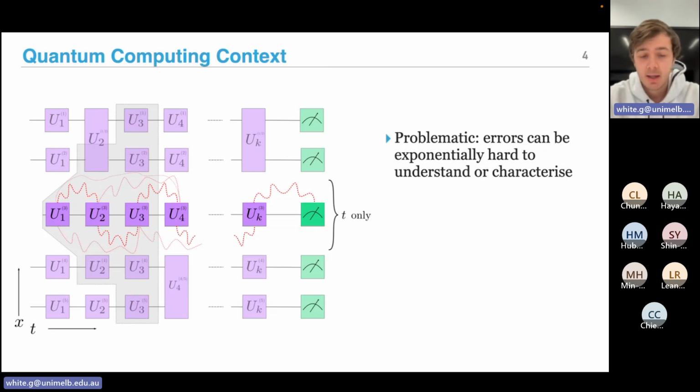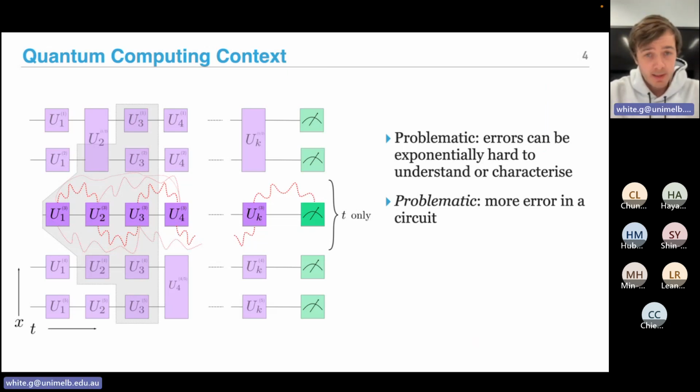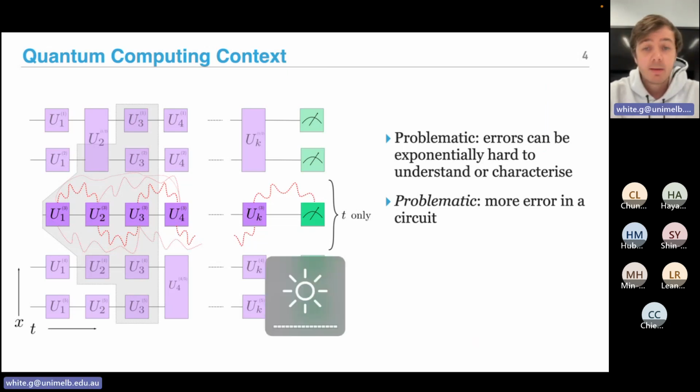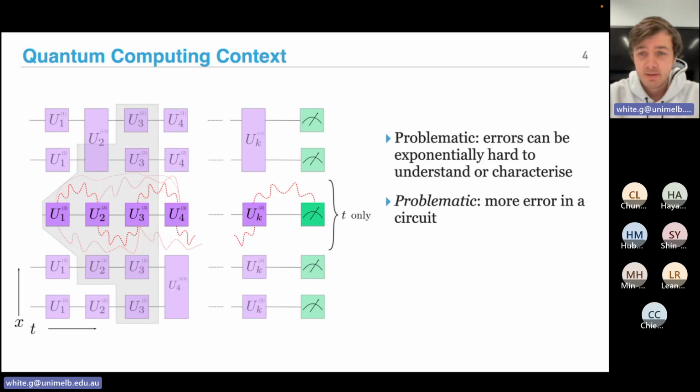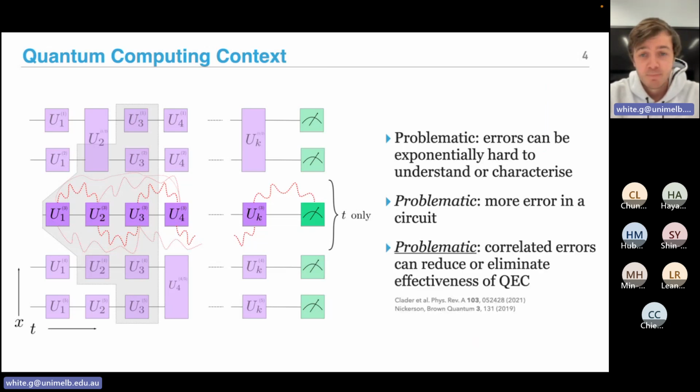So you have exponentially greater number of outcomes in your joint probability distribution. They're also problematic in the context of quantum computing, because if you have correlated errors, then you necessarily have more error in your circuit. And finally, they're extremely problematic because correlated errors can either reduce or eliminate the effectiveness of quantum error correction. So they can effectively reduce the effective distance of your error correcting code.